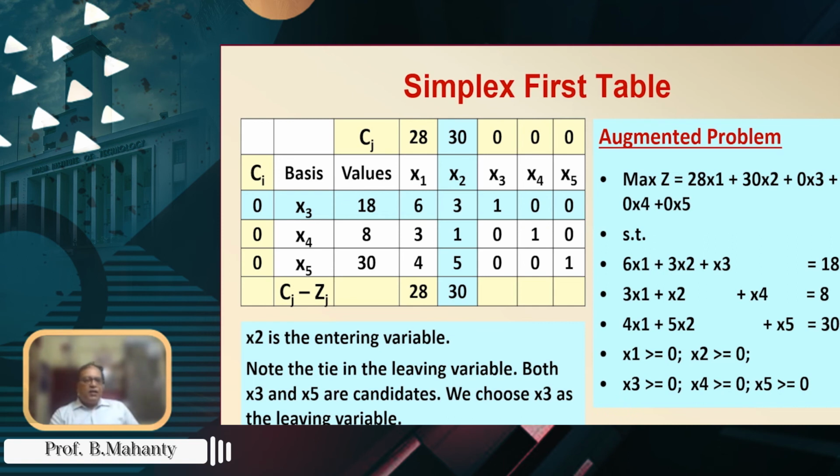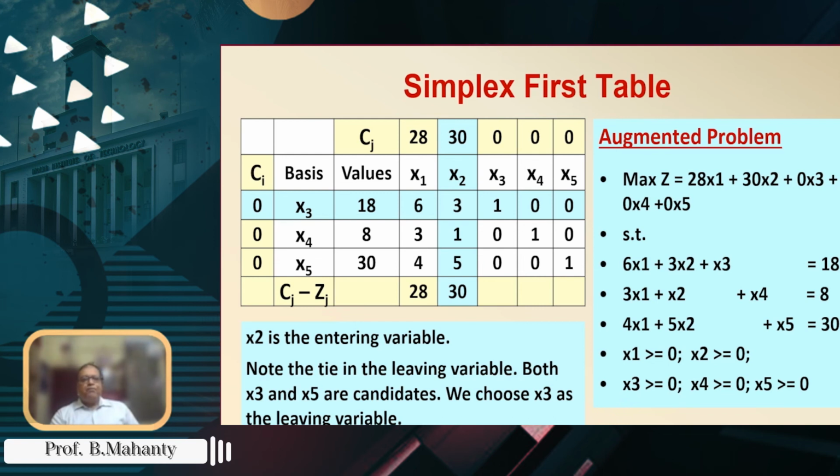There is a tie in the leaving variable. Both x3 and x5 are candidates. So we have to choose one. Bland's rule says that choose the lowest. That means choose the variable with the lowest possible index value. So the index is 3 here, and it is 5 there. So x3 is our choice of the leaving variable.